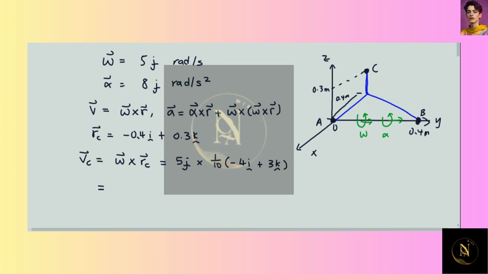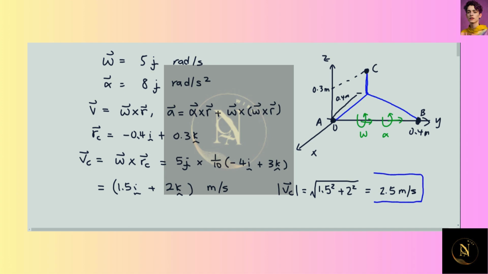And solve this, you get 1.5i plus 2k meters per second. You can do term by term. For example, j cross minus i, you get k, and j cross k, you get i. So the magnitude of the velocity at point C will just be the square root of 1.5 squared plus 2 squared, and this is equal to 2.5 meters per second. So this is the magnitude for vC.